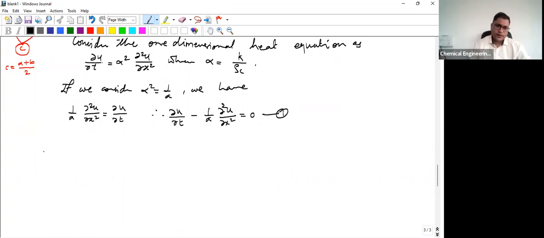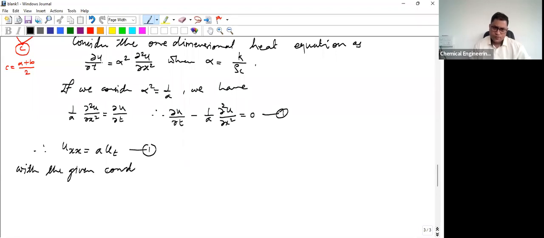So what I can write here is u_xx is equal to a u_t. This is the same equation that I'm writing here. So u_xx is equal to a u_t. Let this be equation 1 with the given conditions.